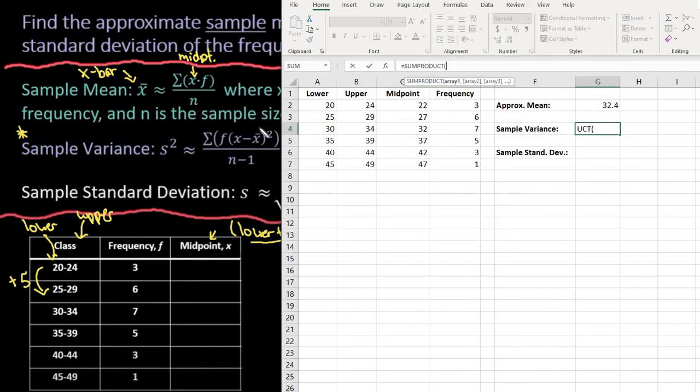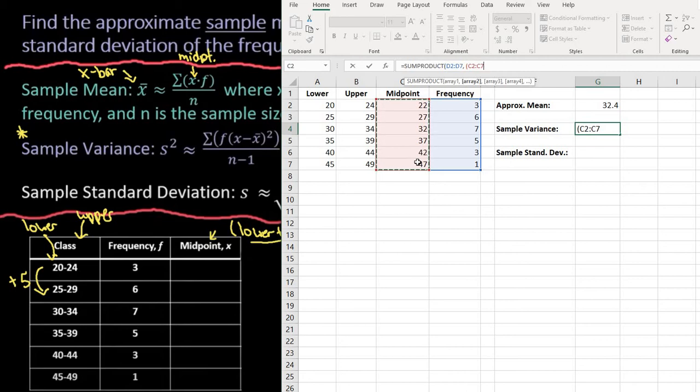Okay, and then it's going to ask me what values. Well, the first one that we want is our frequency. So that's these values. And then I'm going to put a comma. And now I want to actually put in this formula here. So I want to put in my values. So I'm going to do an open parenthesis. I'm going to highlight my x values.